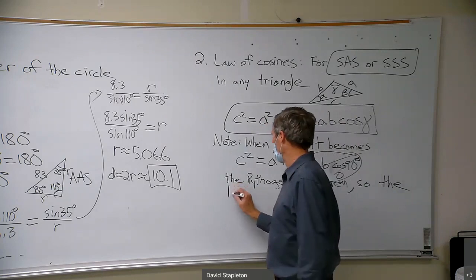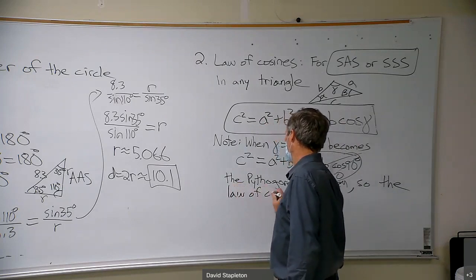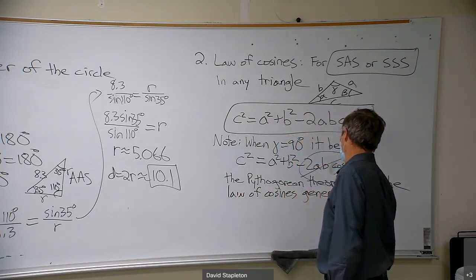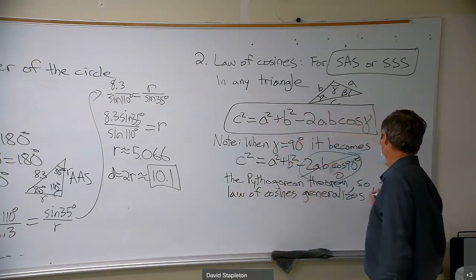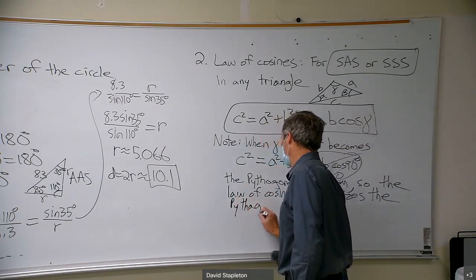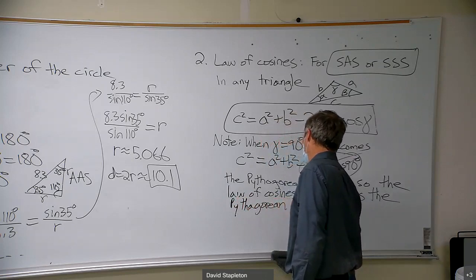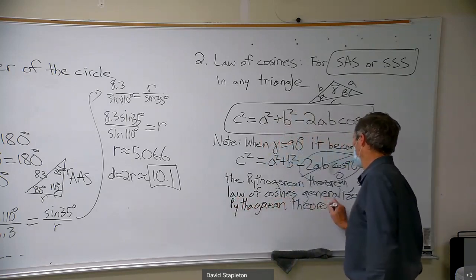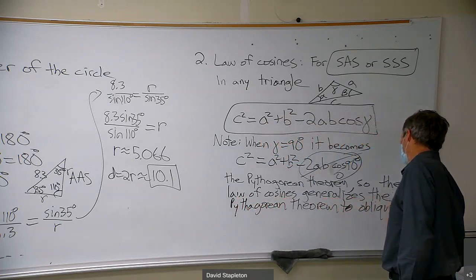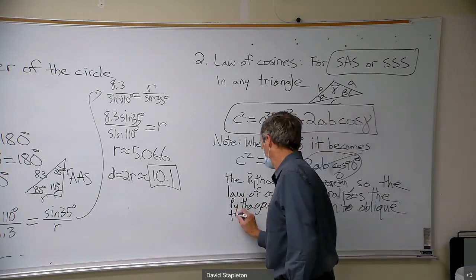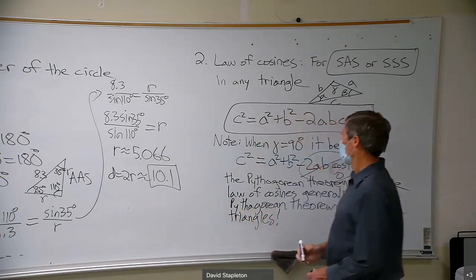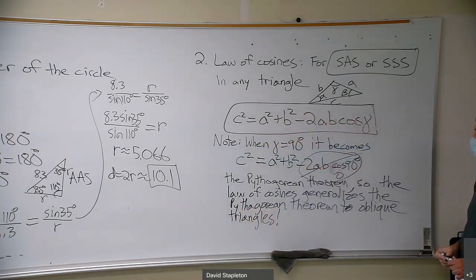So the law of cosines generalizes the Pythagorean theorem to oblique triangles. How about that?